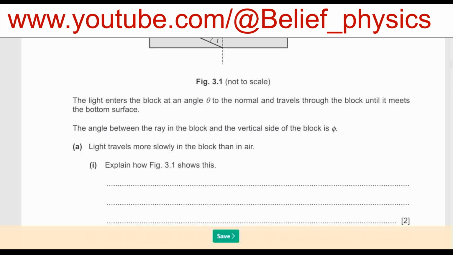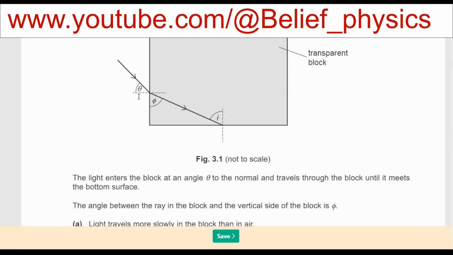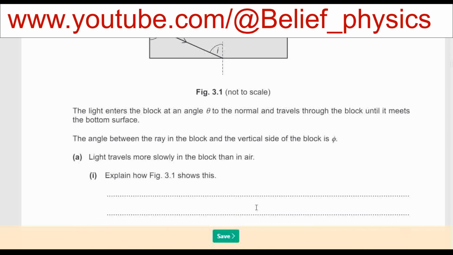As I told you, the incident angle is greater than the angle made by the refracted ray with the normal, which means the refracted ray has bent towards the normal. It means that this medium is denser than air, and in a denser medium the light will travel slowly. So this is how the figure shows that the light travels more slowly in the block than in air. So we will write how.